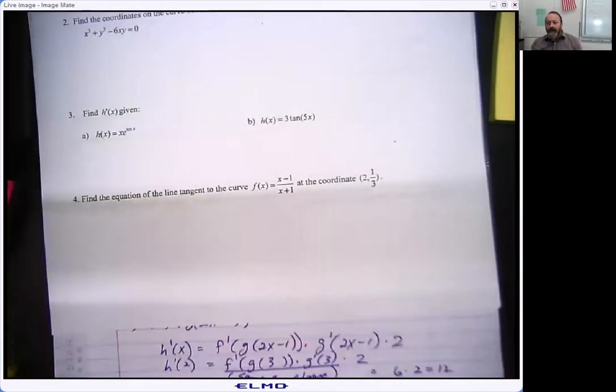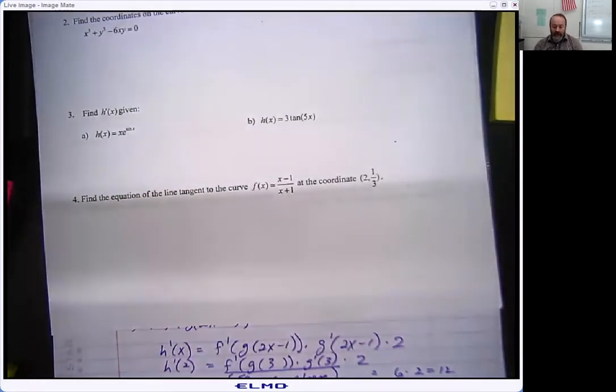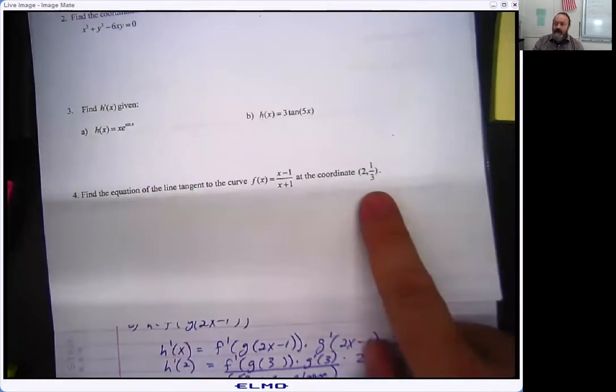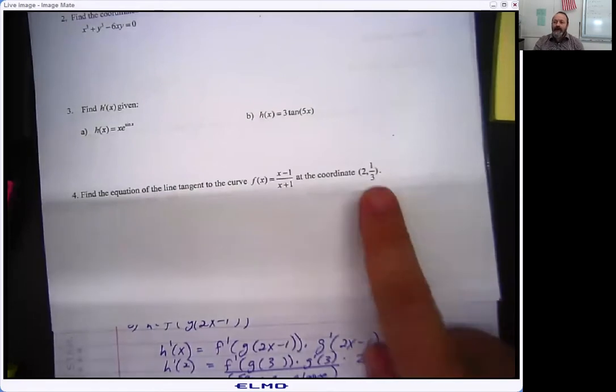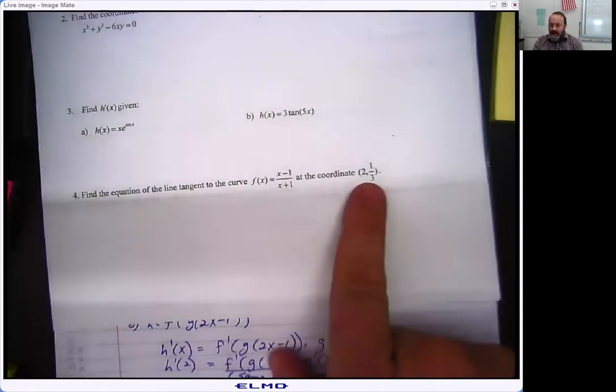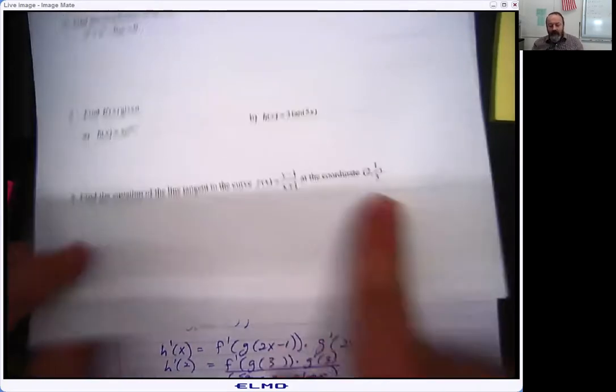Well, you got to remember that in order to find the equation of a line, all we need is a point and the slope. And we've already got a point, so the only real work that we have to do is find the slope and then plug in x equals 2 so we can find the very specific slope at that point. So here we go.